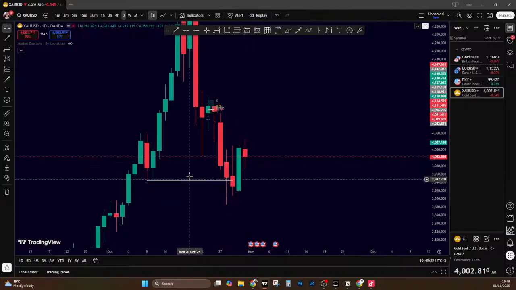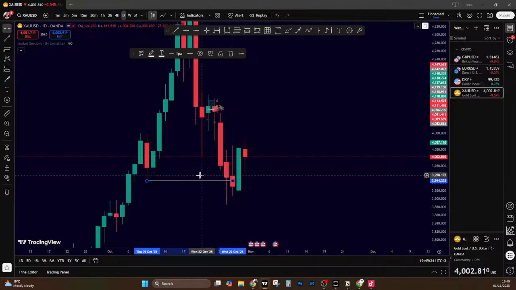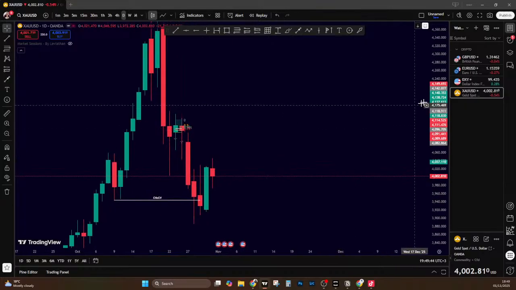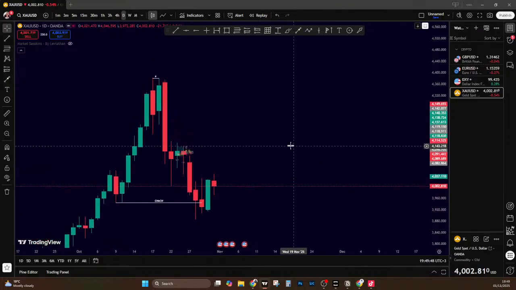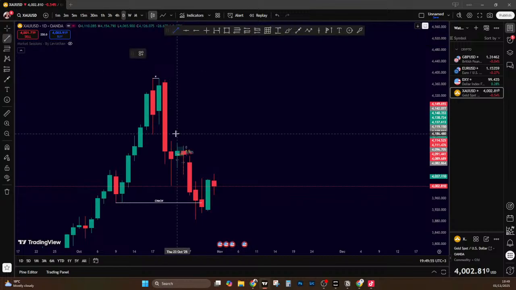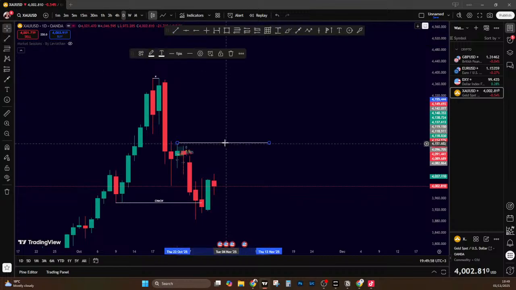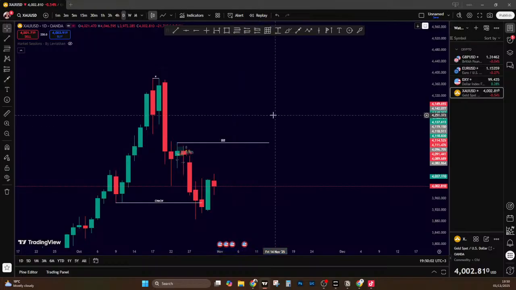This is a change of character. Okay, that's a change of character. And to me, of course, when you are trading, you have to wait for confirmation. Look at this. This is liquidity that was left in the market.